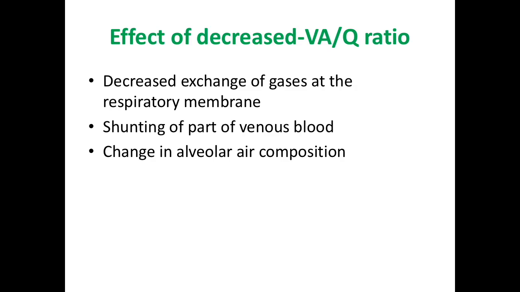Next is the effect of decreased ventilation perfusion ratio. Over here again the same thing happens, a decreased exchange of gases at the respiratory membrane, but over here shunting of part of venous blood occurs because of less amount of air. There is not enough gas present to exchange oxygen and carbon dioxide. So some of the deoxygenated blood remains deoxygenated and it causes shunting of venous blood. Next, change in the alveolar air composition also occurs.